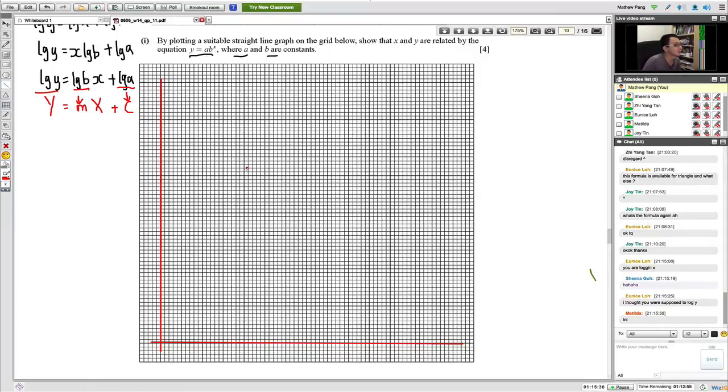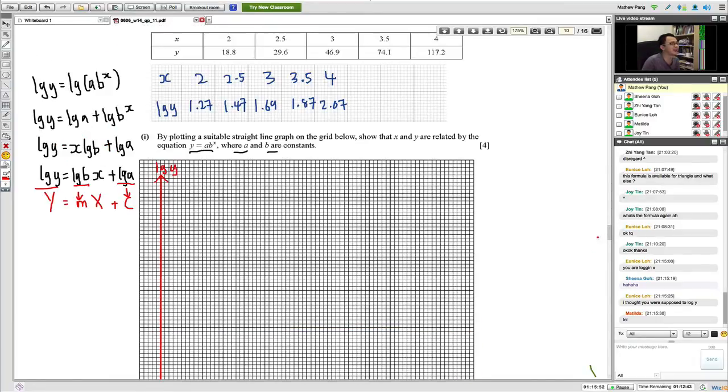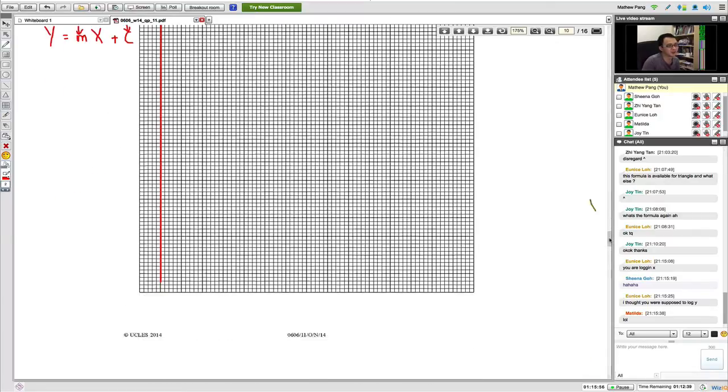Okay, so I will use the pen. I use red color, more obvious. So this one over here is log y, and over here will be x. Then you have to plot all the coordinates. You have to put the value by yourself. X is from 2 to 4, so you have to roughly estimate 2 to 4.